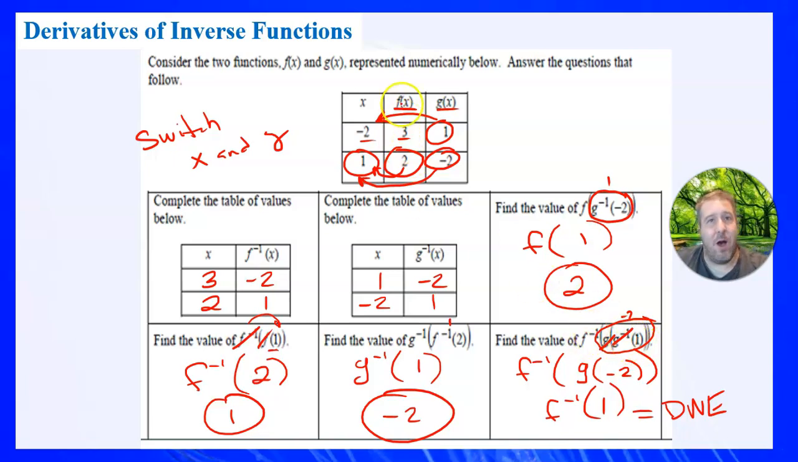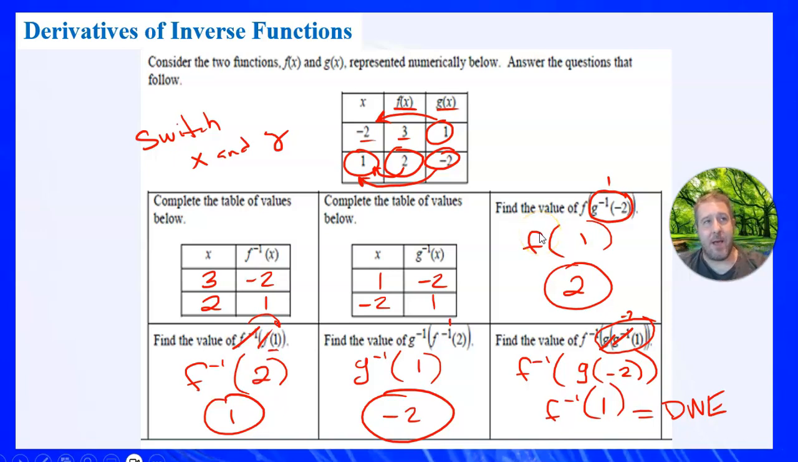F inverse of 1. F inverse of 1 is not on my table. It didn't say f of 1, it said f inverse of 1. So I'm looking right here, that's D and E. It does not exist because it did not give us enough information to find that. There is no 1 right here.